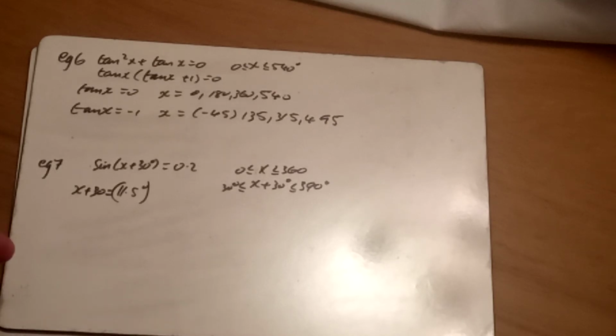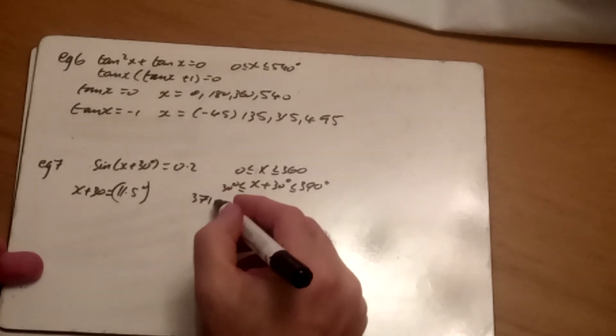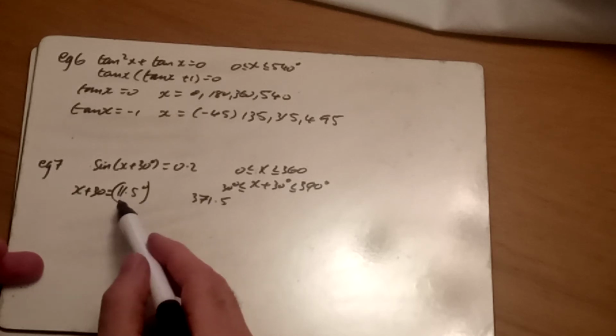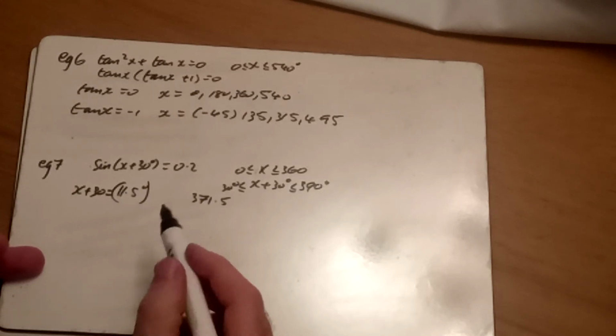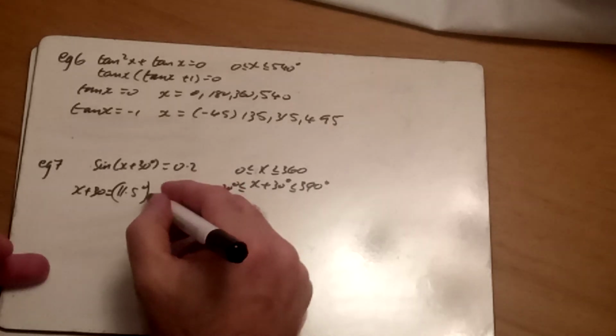So what I can do with it is add 360 onto it to get 371.5, because that's in my range. My other one, because it's the inverse sine of a plus, these two values here will add up to 180. So if I do 180 minus my 11.5, I get, whatever that is, 168.5.